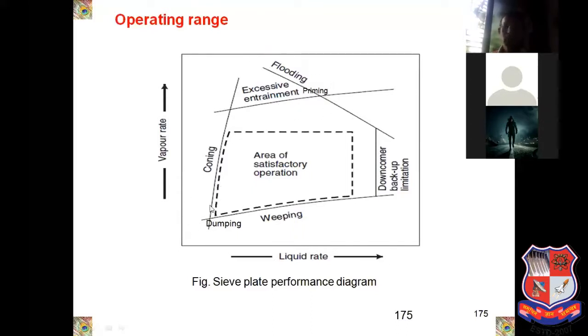But on the lower side also, various operation concerns come into the picture. What I should say, irregularities generated in a tray column, that is coning, weeping, excessive entrainment, downcomer backup, and flooding. These are the boundary conditions in a tray column. We have to operate within them. I'm normally saying it is a line of control.